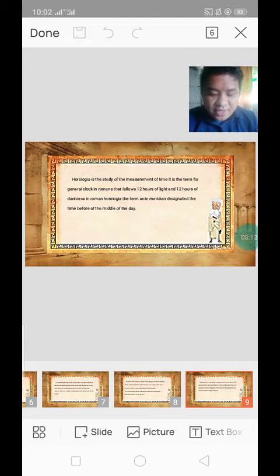It is a day or night. He believed that the horologia is a general clock which is 12 for the day and 12 for the night. So we have two forms of horologia, which are the solaria and the clepsydra. Later on, I will discuss the clepsydra and solaria.